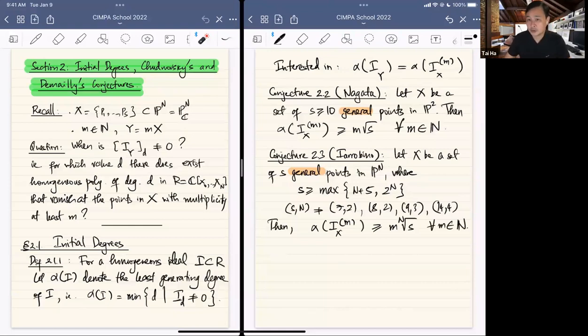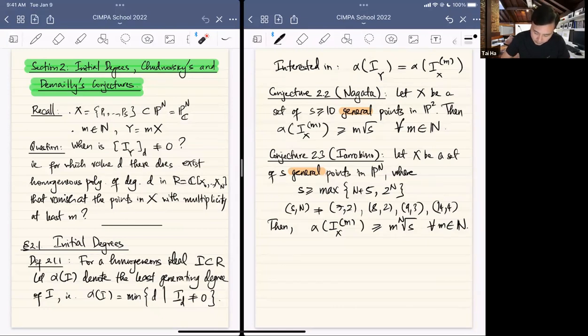So both of these conjectures, of course, are very wide open. There are a lot of works regarding Nagata's conjecture, and even in P2, this has proved to be a very difficult conjecture. And notice that these two conjectures are for a set of general points. There's also a conjecture for any set of points, and so that's the next conjecture that I'm going to state.